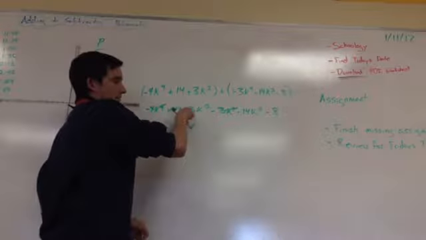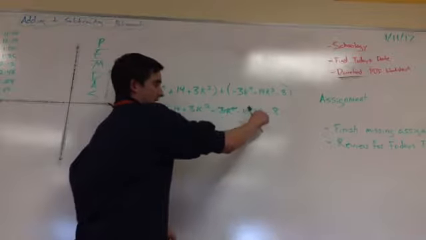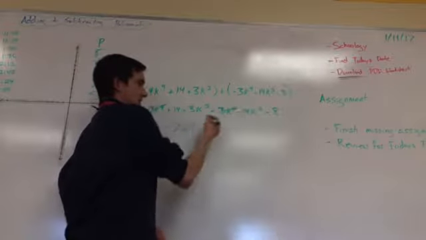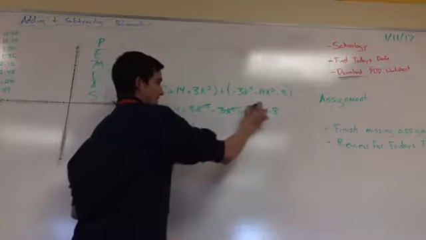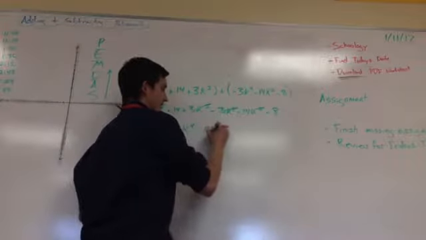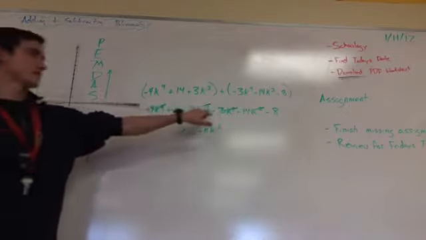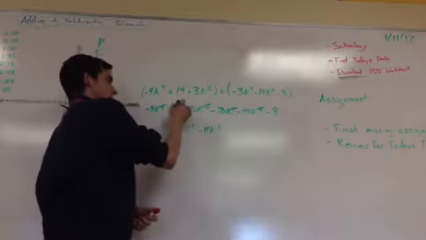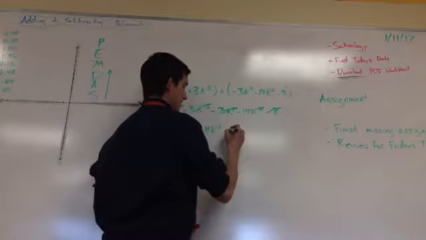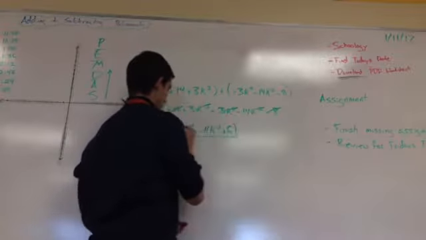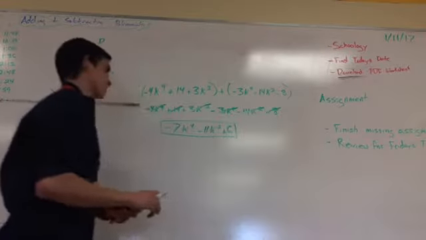So I have 3k squared, and here's more k squareds. So I have 3k squared and minus 14k squared over here, so I have negative 11k squared. Right here I have a 14 and an 8. So these are combining. Positive 14, negative 8. That's going to be a positive 6. And that's going to be my final answer there.